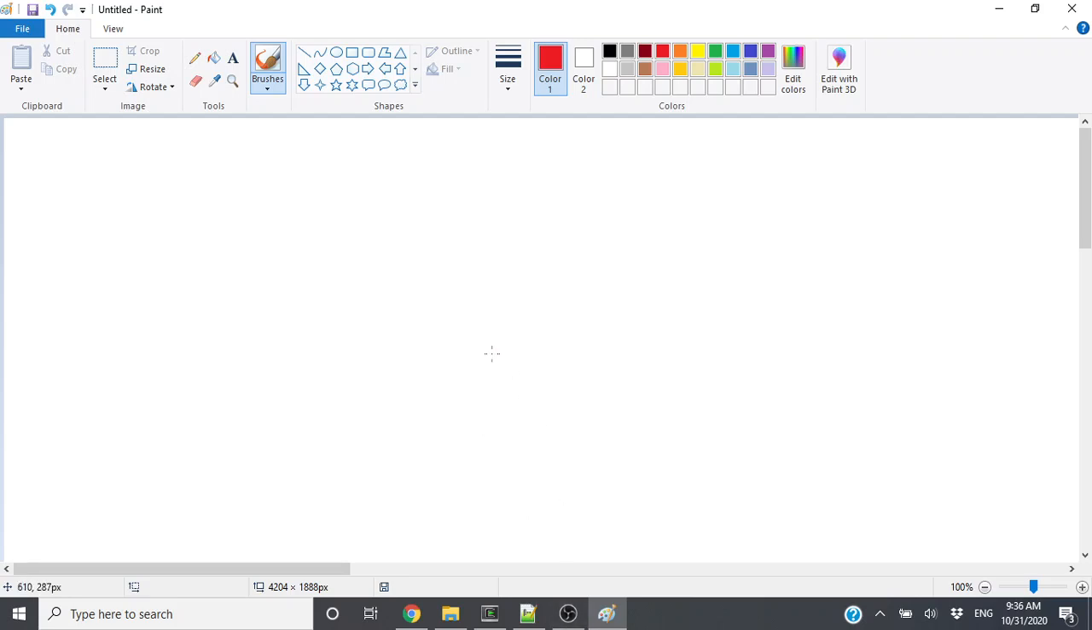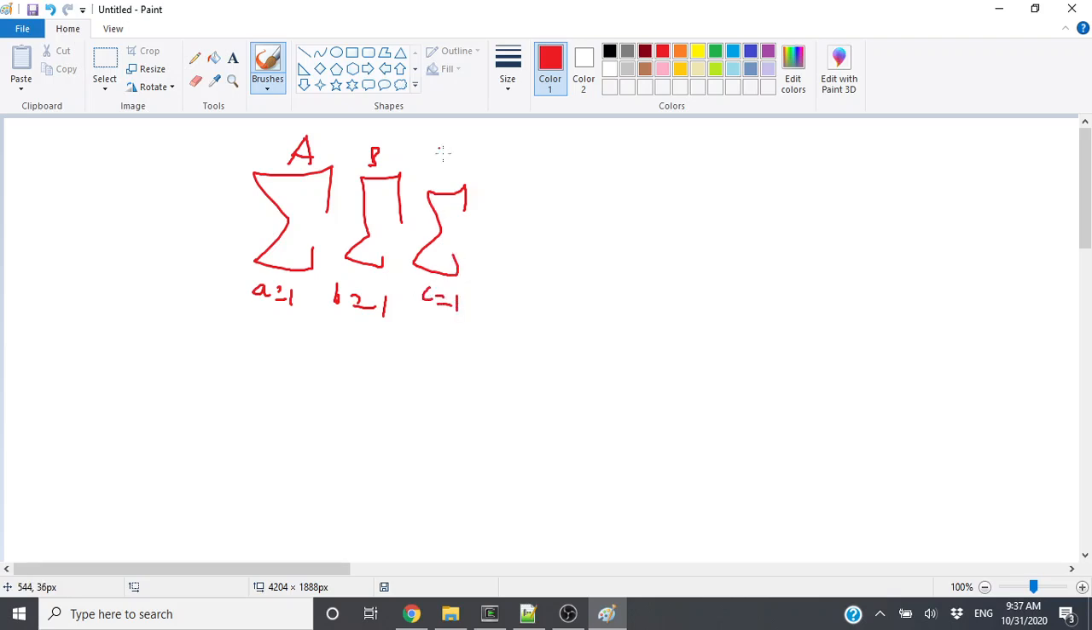But here is the idea: you want the sum from A equals 1 to A, and then the sum from B equals 1 to B, and then the sum from C equals 1 to C of A times B times C. I should actually follow notation.